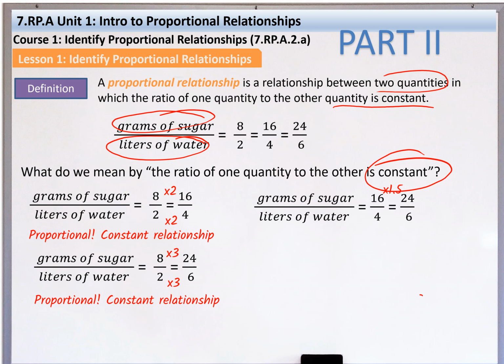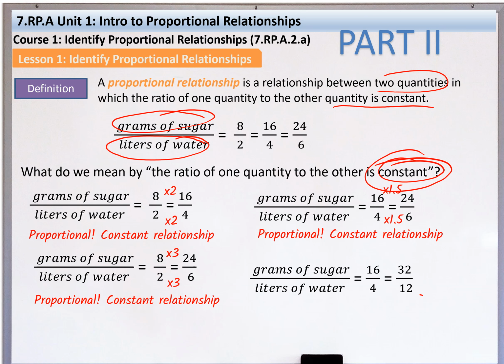The scale factor does not have to be a whole number. 16 times 1.5 gives me 24. Same scale factor. It's constant. It's a proportional relationship. My scale factor for our numerator here is 2. My scale factor for my denominator is 3. It's not constant, therefore it's not proportional. You could have also used cross products and seen that it wasn't, but the definition talks about constant, and you'll need that in the next unit.